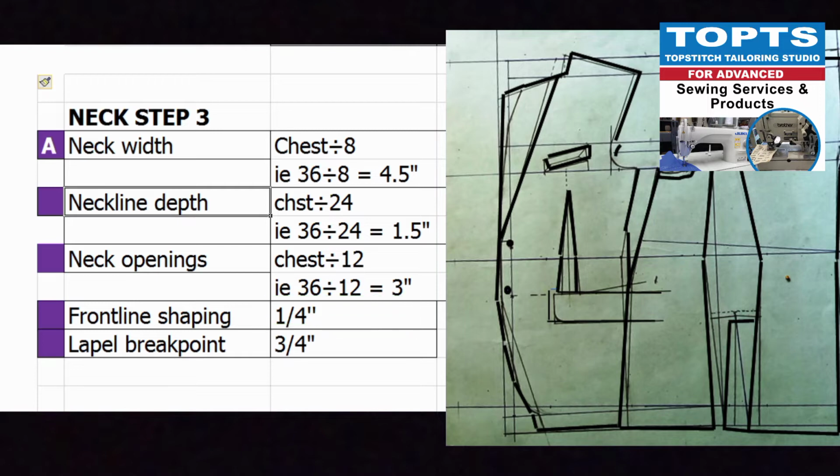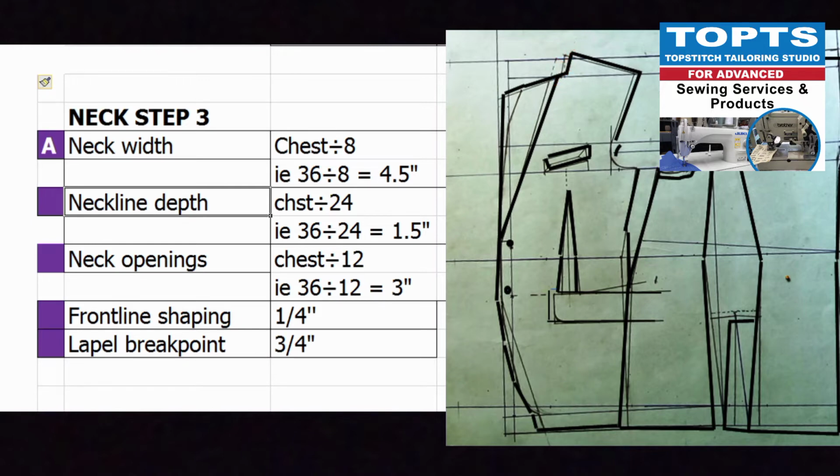Then the lapel, don't forget the lapel breakpoint. Since we are dealing with coats or leather jackets, there is this lapel breakpoint. So you're going to move in 3/4 of an inch. That is 0.75 inches. You move inwards. That's all with the neck.